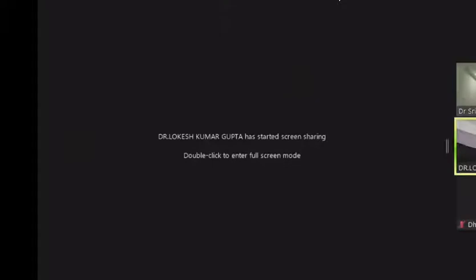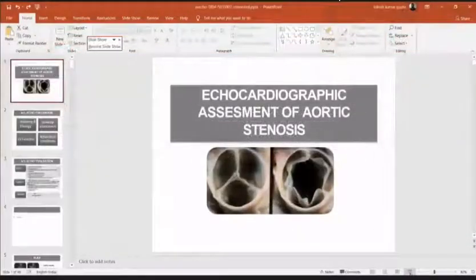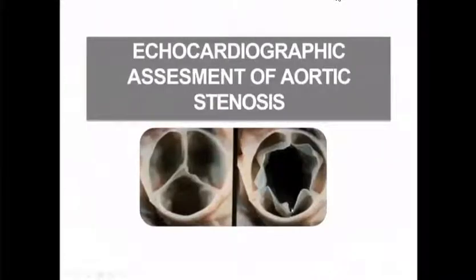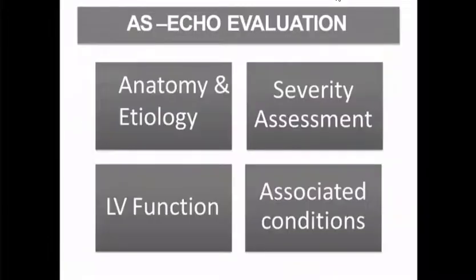My topic, as given, is echo assessment of aortic stenosis. This is a very important valve. After rheumatic heart disease, it is the most common degenerative valve disease. It is very common, and now with the advent of TAVI, this valve has become more and more important.